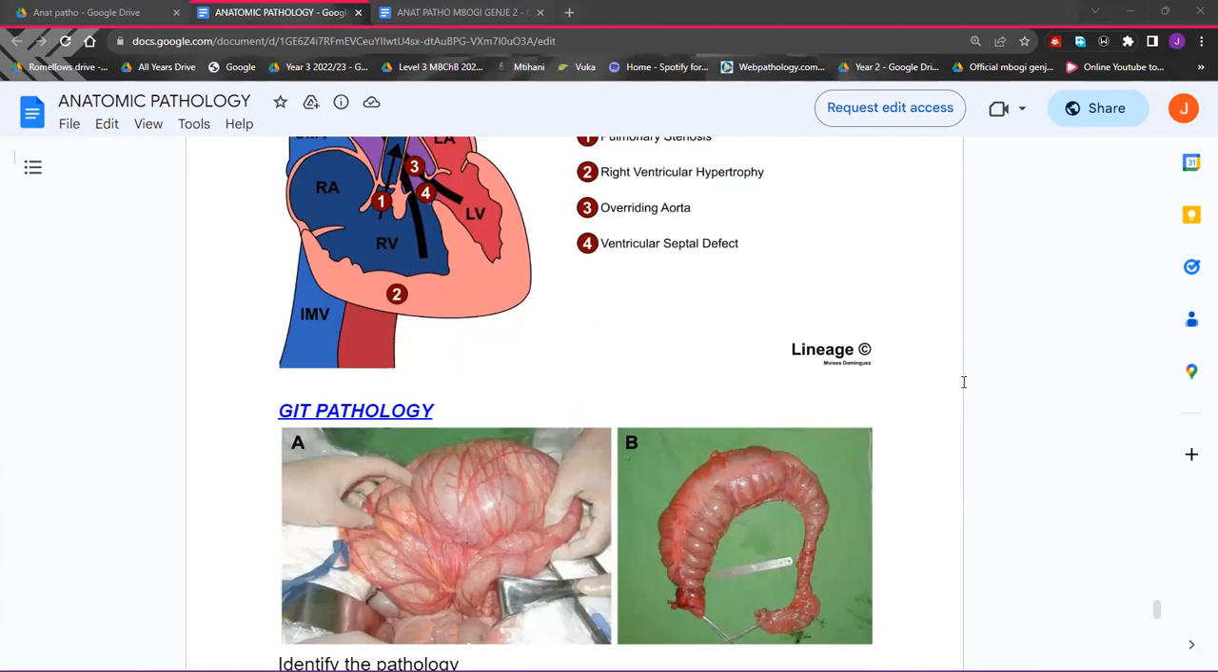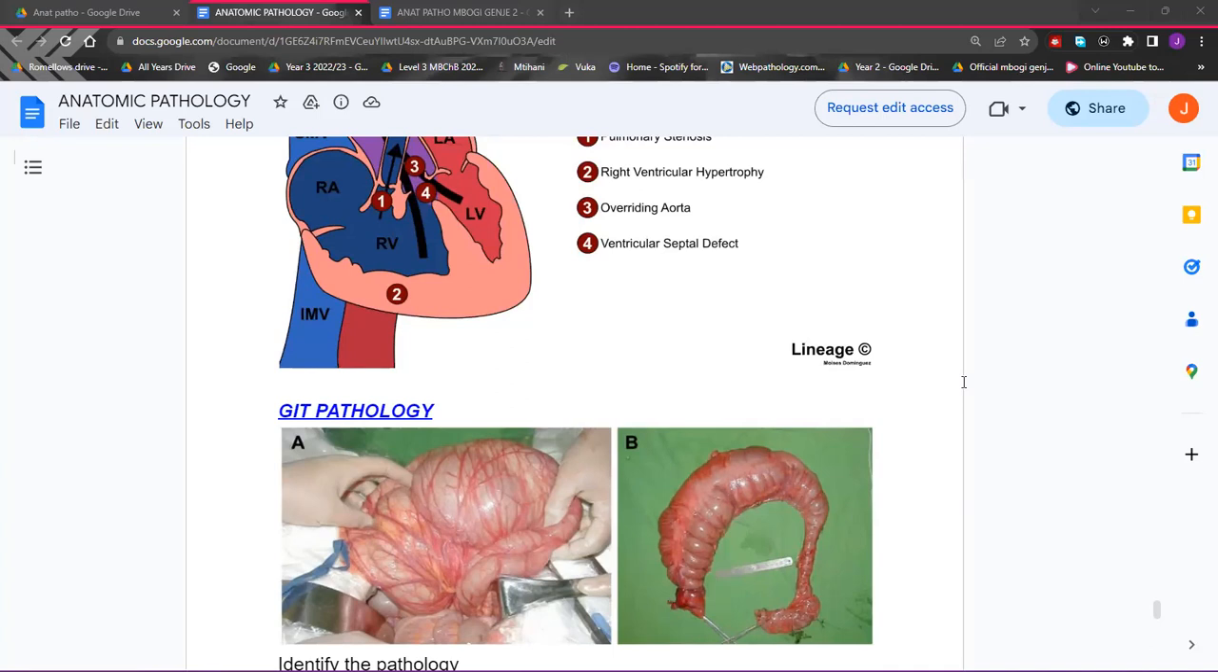So what do we see in this image? Someone says Meckel's diverticulum. So for Meckel's diverticulum, we say there will be an outpouching. I don't think the outpouchings are really clear here. So maybe another pathology. So which organ is this? Yes, this is the colon, right?